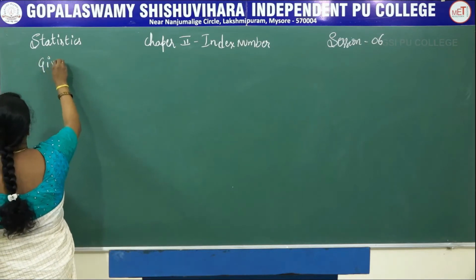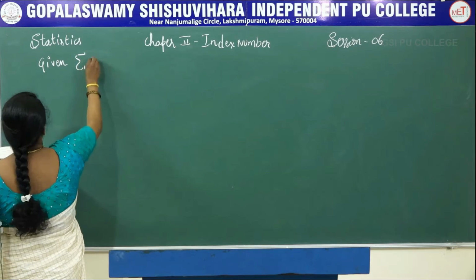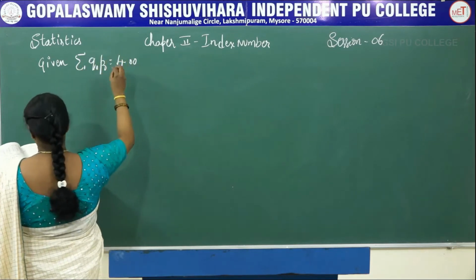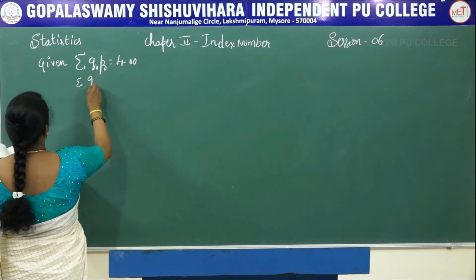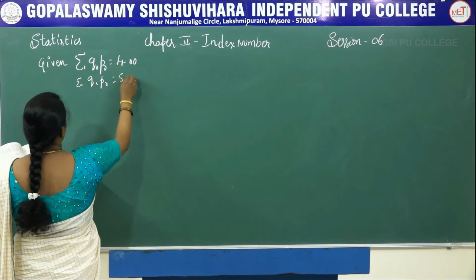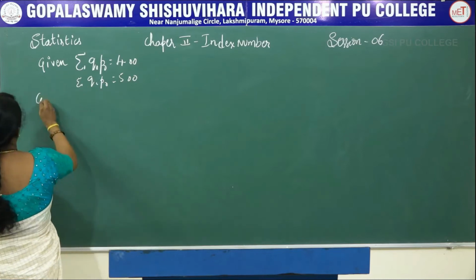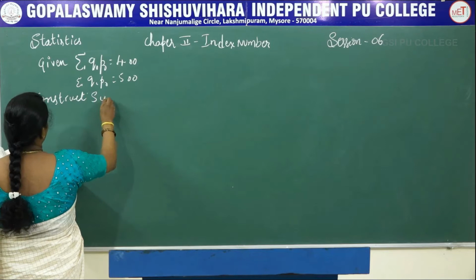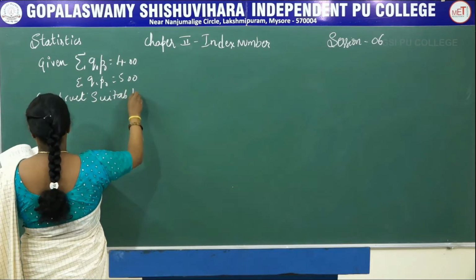Given summation Q0 P0 is equal to 400, summation Q1 P0 is equal to 500, construct suitable index.